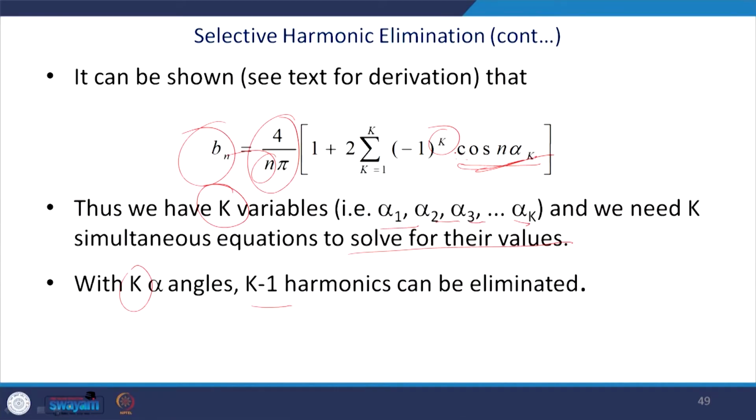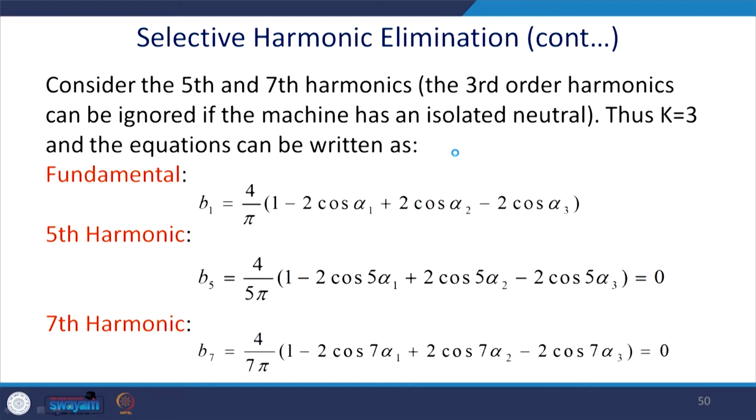Ultimately, you have to make this term not 0. Thus, what happens, you require to make this term 0 by a particular value of alpha. Thus, you solve it, you just put this value, considering the 5th and 7th harmonic. We have considered a 3 phase 3 wire system, and thus the 3rd harmonic can be eliminated or ignored if the machine has an isolated neutral. So, thus k equal to 3, and the equation can be rewritten.